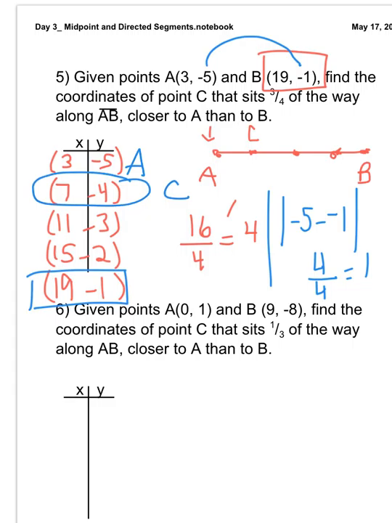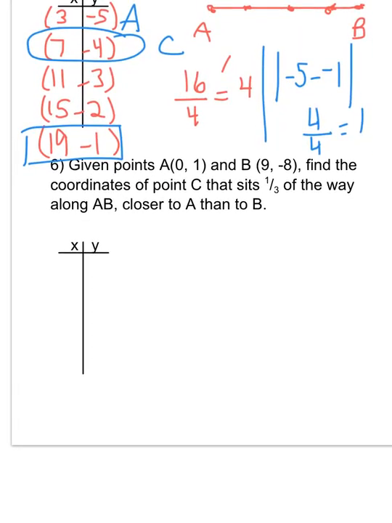Down here, let's move the page up a little bit. We have 0, 1 for A. Let's start here. 0, 1 is my first ordered pair. We need to find C, which sits 1/3 of the way along AB closer to A. 1/3 means 1 out of 3 total pieces. So remember, if I have 3 pieces, I'm going to need 4 ordered pairs.